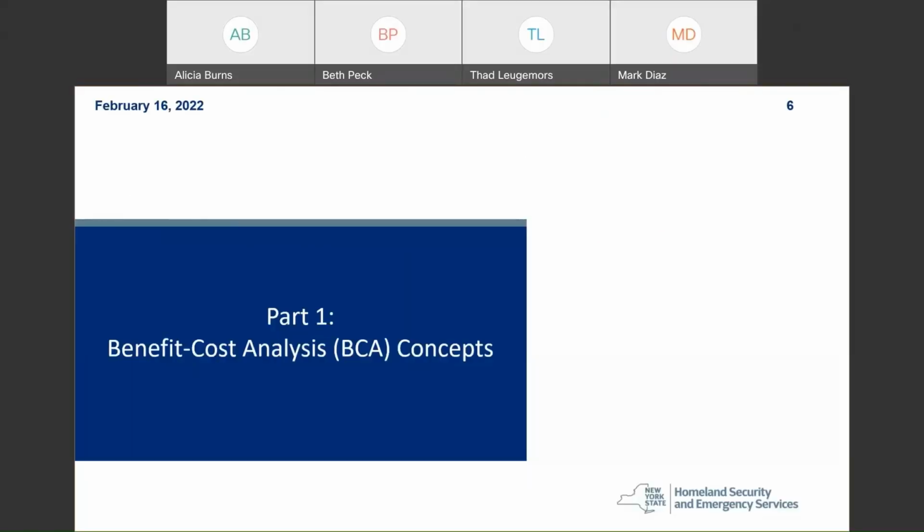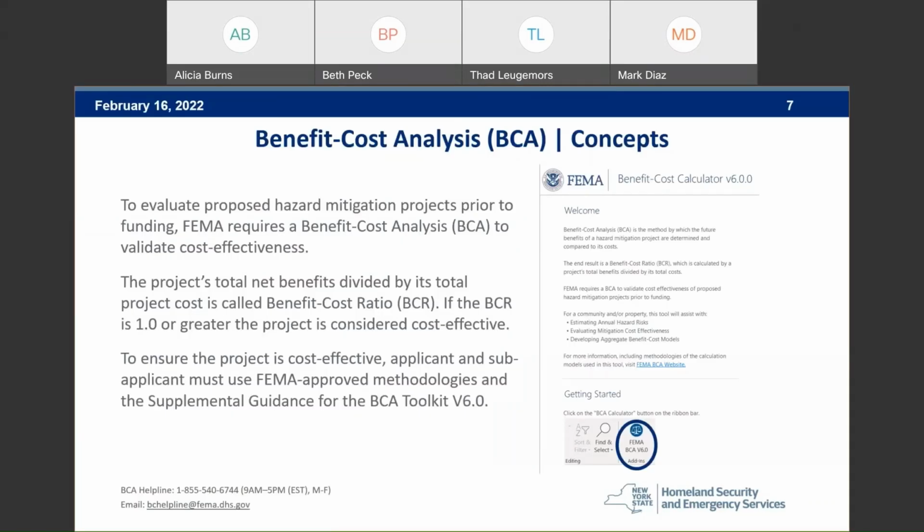Great, thanks. Alicia, you can go ahead and move to that next slide for me, please. Thank you. So the benefit cost analysis, BCA: the intent is to evaluate proposed mitigation projects prior to your funding. FEMA wants to make sure that they are cost effective. That cost effectiveness is shown by taking the project's total net benefits, dividing them by the total project cost, which gives you the benefit cost ratio, your BCR. If your BCR is 1.0 or greater, then the project is considered cost effective. To ensure this, FEMA does require that you use their FEMA approved methodology, which is what we're going over right now with you, that BCA toolkit version 6.0.